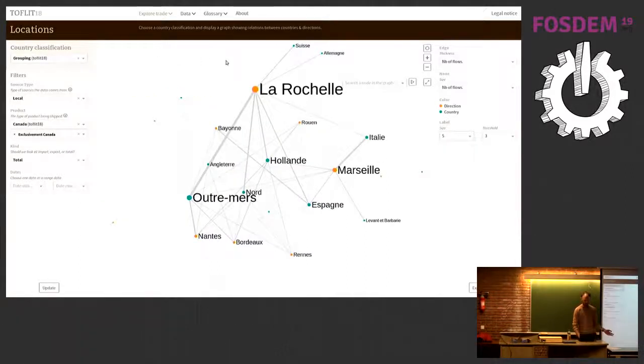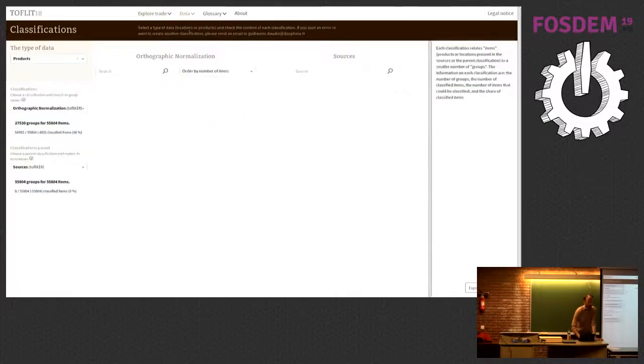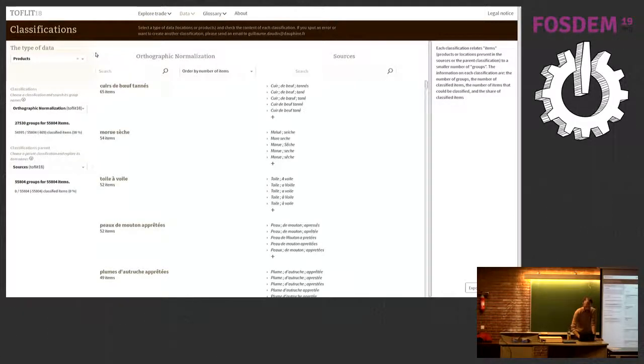So that is the tool online. Well, actually, this is my local version because I'm not crazy. Basically, let me just show you classification first. If you go into classification, you can choose products. And from there, I'll start with the orthographic normalization.